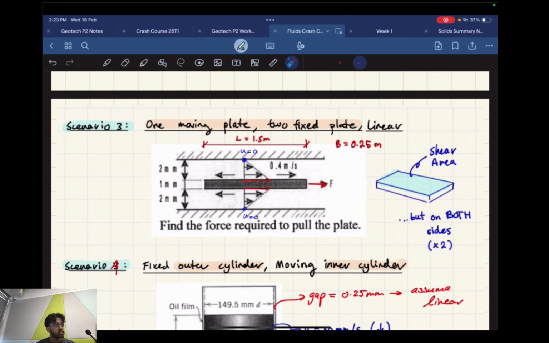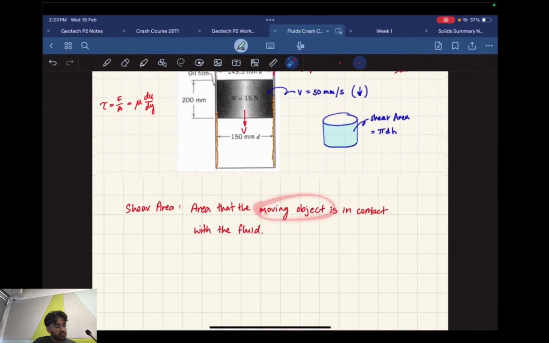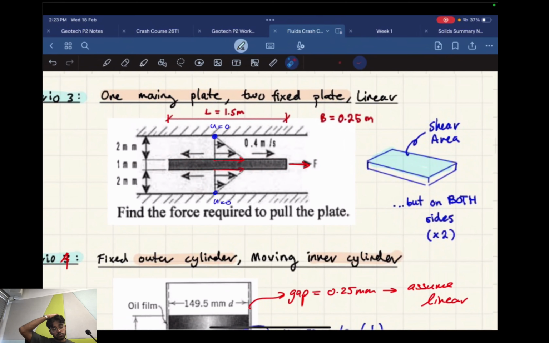So we actually have two velocity distributions. We have one above on the top part of the plate, and at the bottom part of this plate. Because the fluid is in contact on both sides of the plate, our shear area is going to be doubled. As I said earlier, it's the area that the moving object is in contact with the fluid. So this moving object is in contact with the fluid at both the top and the bottom part. These parts we don't really care about, it's negligible. These top and bottom parts we can't ignore. So we have to multiply our shear area by 2.